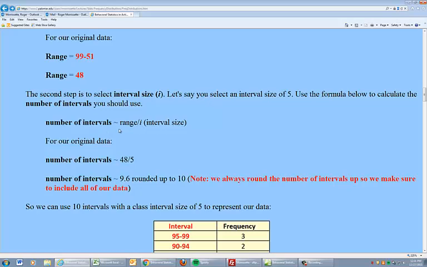So number of intervals is simply the range divided by the interval size. So if we say we want an interval size of 5, 48 divided by 5 would be 9.6 intervals. We always round up the number of intervals so that we contain all our data. So we have a number of intervals of 10 for this problem.